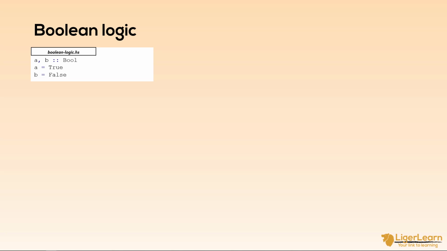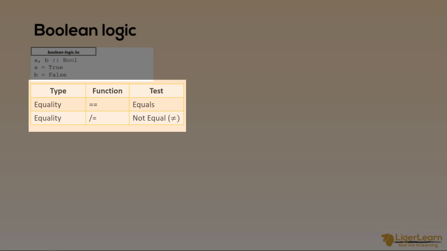The first type of Boolean function is testing for equality. There are two functions here. The first is two equal signs, which tests that whatever is to the left of it is equal to whatever is to the right of it. So if the two arguments are the same, it will return true, and if they are not, it will return false. The second is a slash followed by the equal sign.